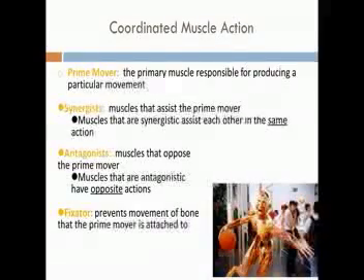You have a prime mover. This is the muscle that is primarily responsible for producing a particular movement. Then you have synergists. These are muscles that help the prime mover to perform its function. Synergistic muscles are muscles that do the same action but don't have the primary force behind them. Antagonists. These are muscles that oppose the prime mover. So these are muscles that do the opposite action. So if you're naming a flexor, an antagonistic muscle would be an extensor. And then a fixator. These muscles prevent the movement of a bone that the prime mover is attached to.